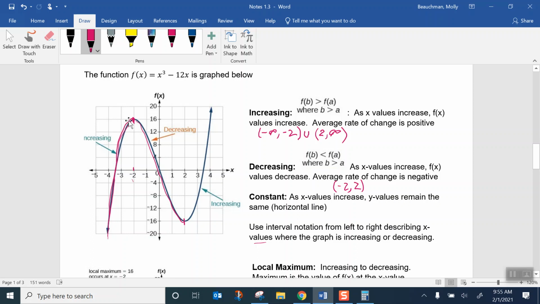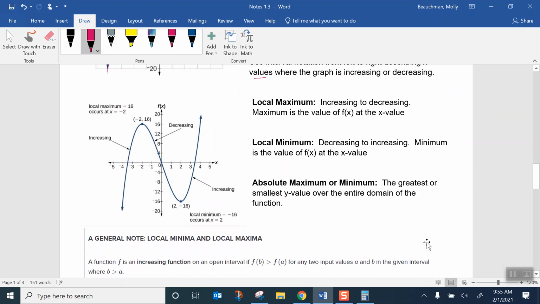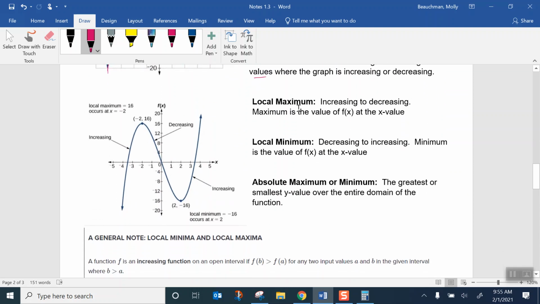All right, so what happens at these 2 points where our graph changes? If our graph is changing from increasing to decreasing, that value is called the local maximum. The local maximum is the y value, or the function value f of x. So there's a local maximum of 16, it's not a coordinate, and it occurs at the value x equals 2.